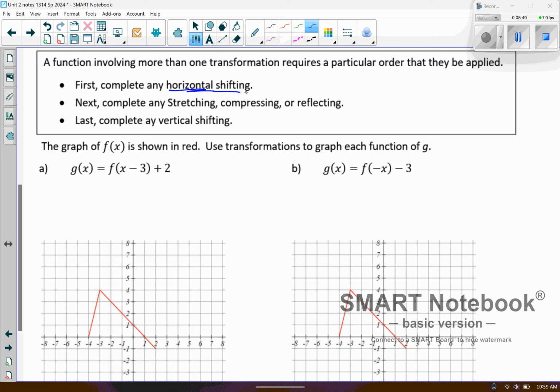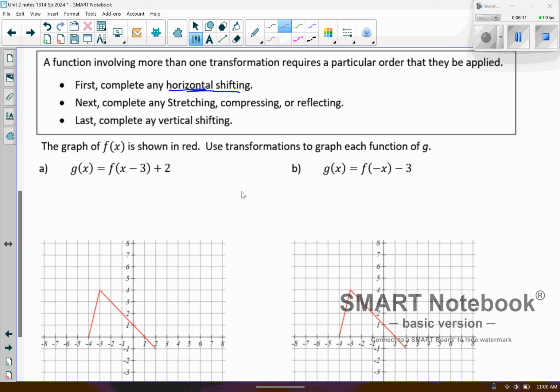So horizontal shifting. Next, complete any shrinking or compressions or reflections. It doesn't really matter what order you do those in, but any of those take place in the middle. And then the last thing you want to do is any vertical shifting up and down. Sometimes it's not crucial. If you accidentally mix up the order, you might be okay, but there are plenty of cases where it can affect your graph. So you just want to be careful about that.